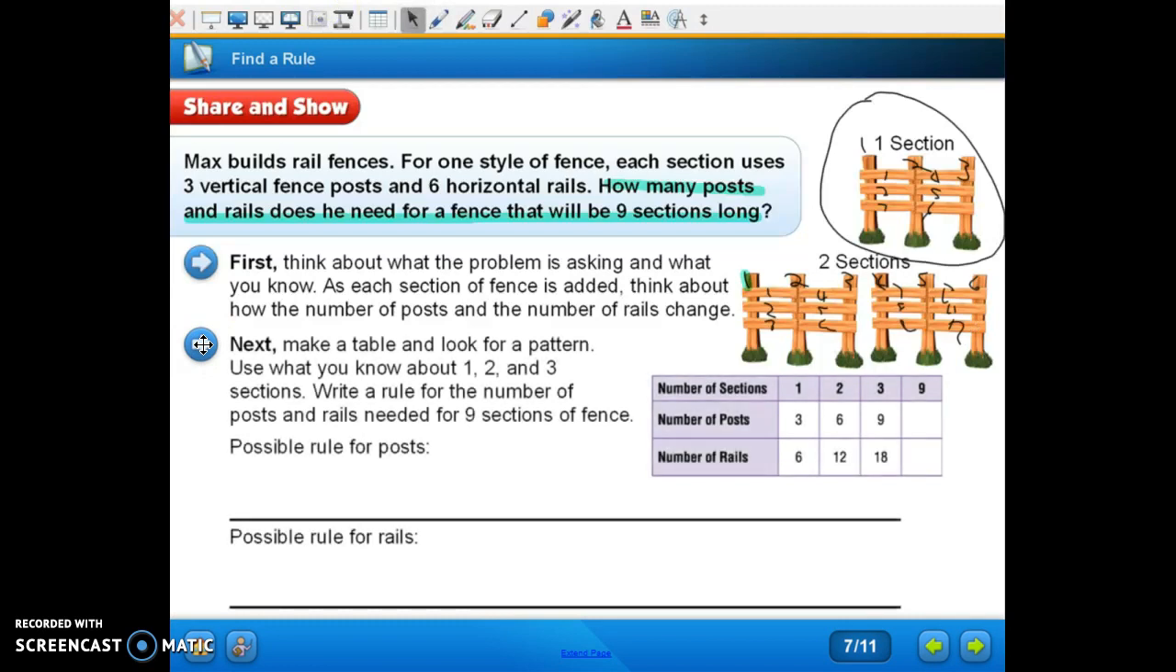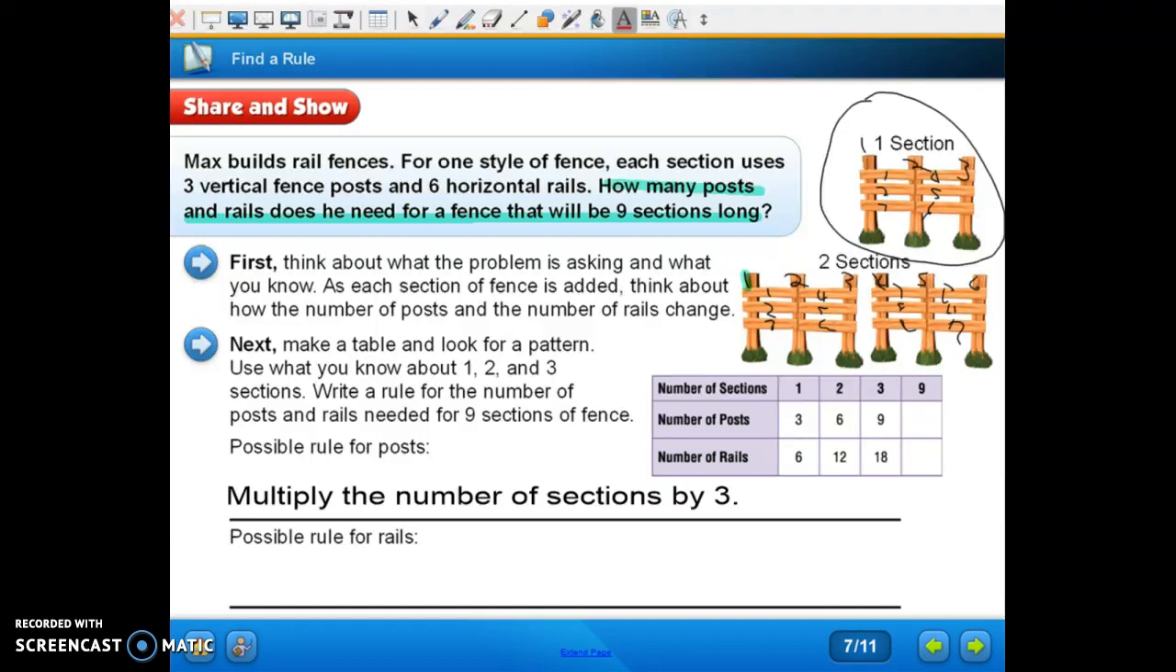Next, make a table to look at the pattern. Use what you know about 1, 2, and 3 sections. Write a rule for the number of posts and rails needed for 9 sections. So what would be our rule for the posts? Multiply the number of sections by 3.